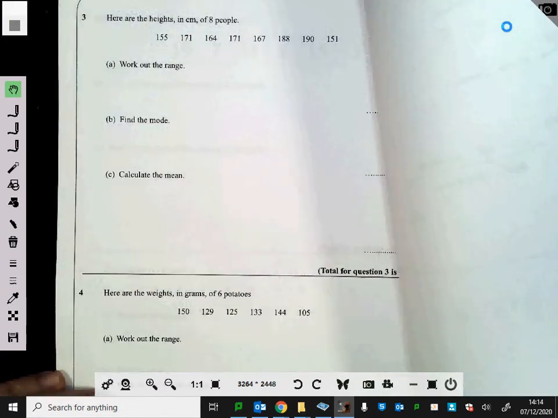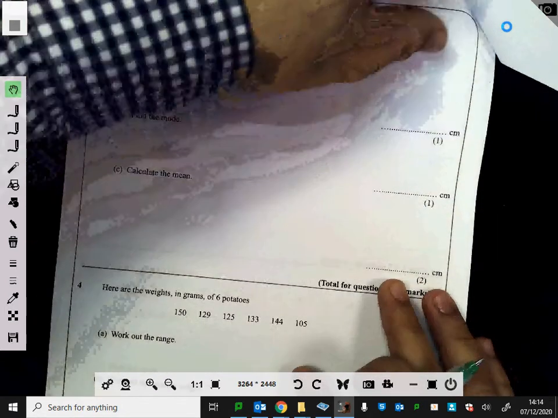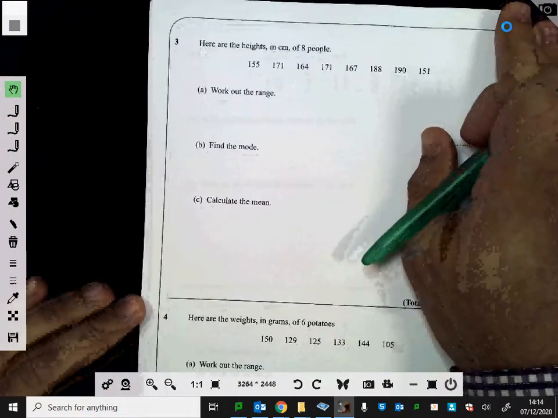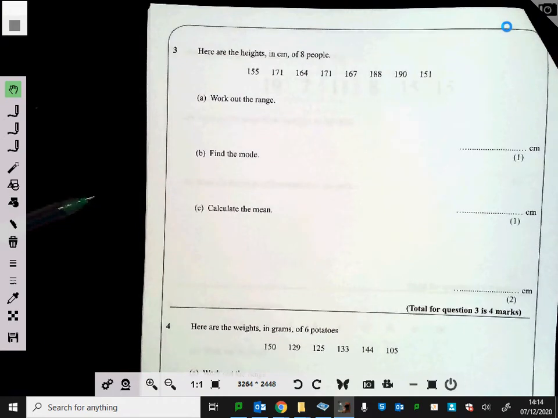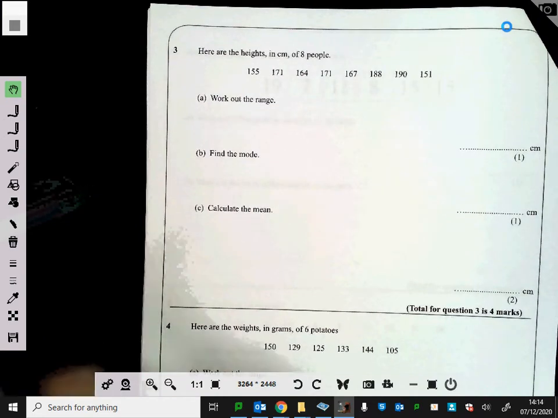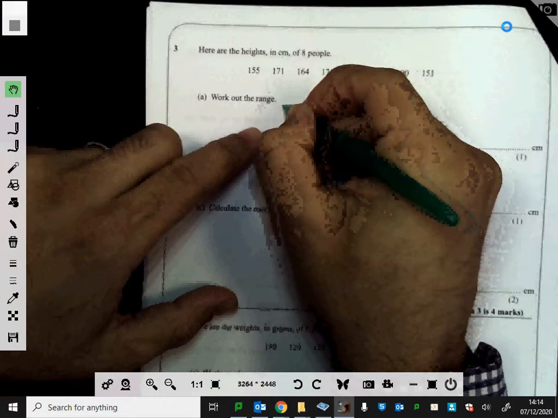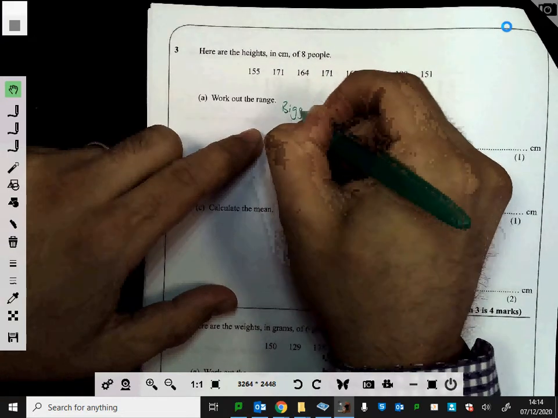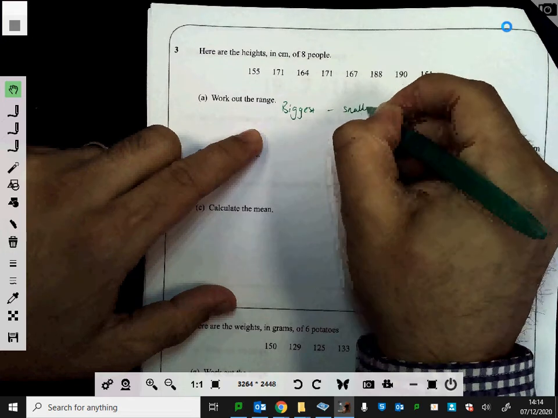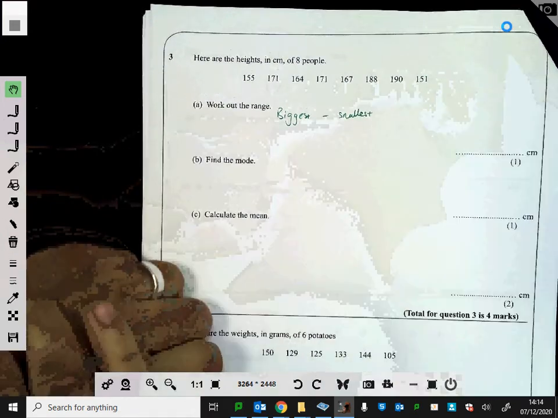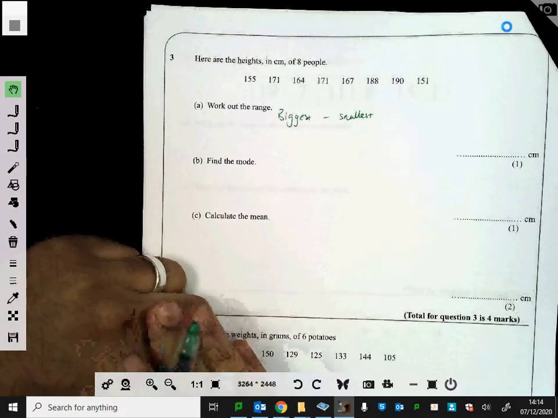I will start with a question like this. This is an example of a question to do with height, and it asks us to work out the range of heights. So range simply is the biggest take away the smallest. Biggest subtract the smallest. Sometimes it can be useful, particularly if you're working out the median, to put them in order.